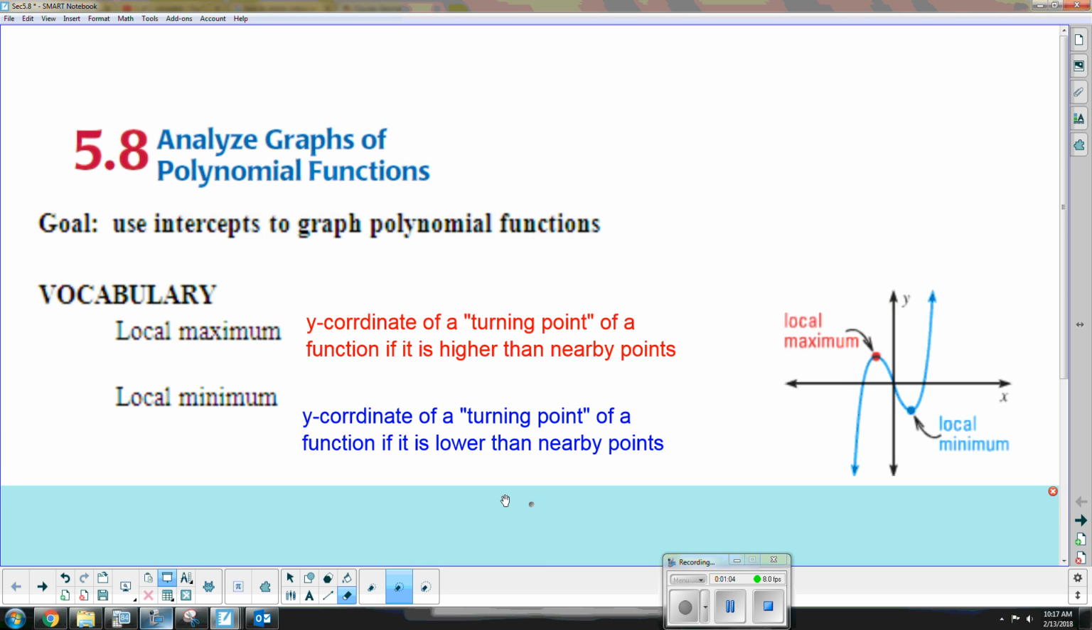And then we also have local minimum. So same is true with the local minimum. It's not necessarily the minimum of the whole graph, but it's the lowest point looking at all of its surrounding points.